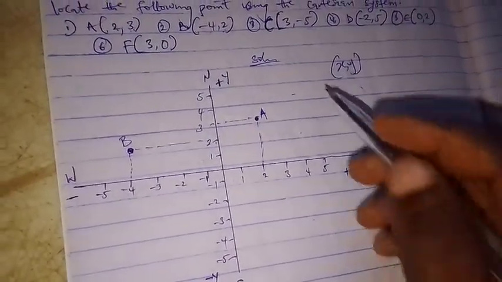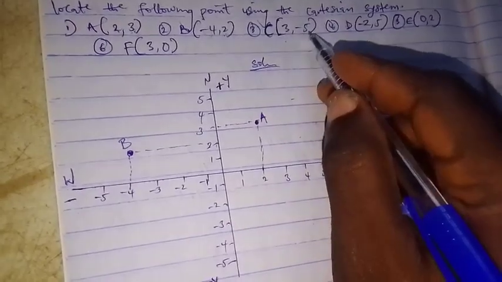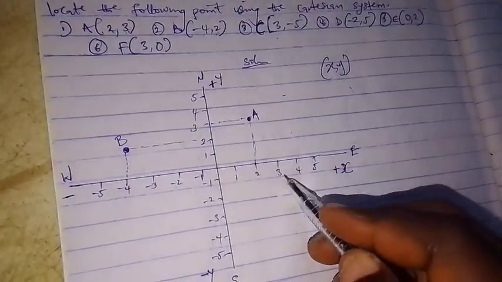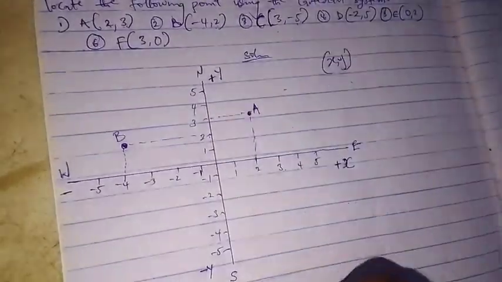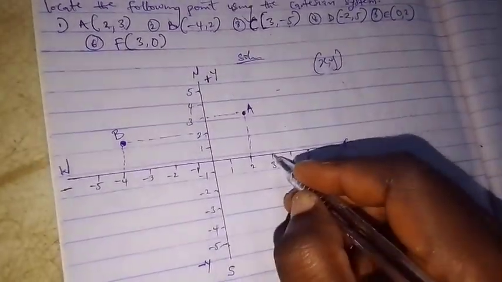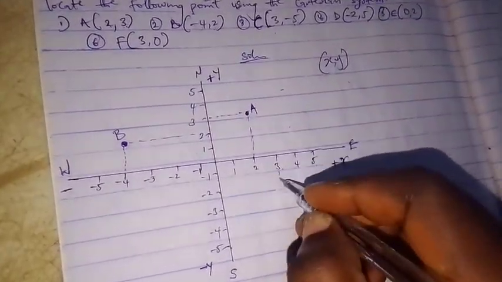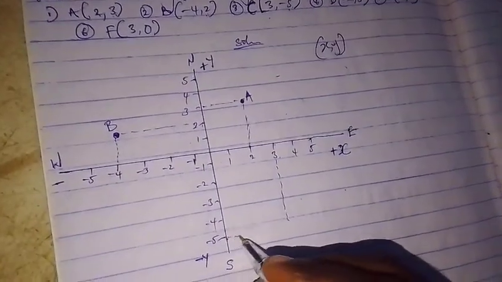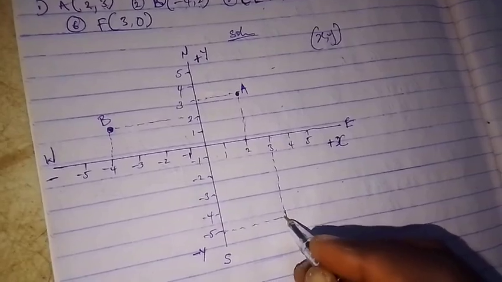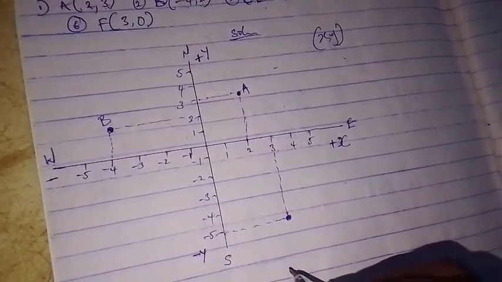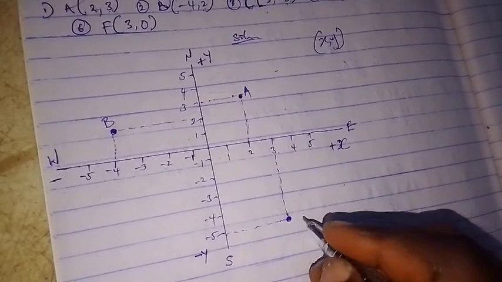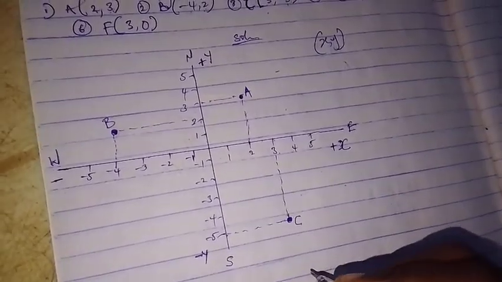Then C is (3, -5). That is, x is plus 3 and y is minus 5. So this side is for y, minus 5, and plus 3 is x here. So we trace it against minus 5. This is the point. Are you with me? So this one becomes our point C.